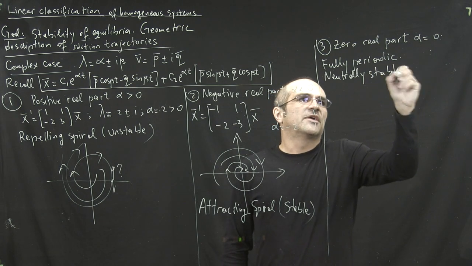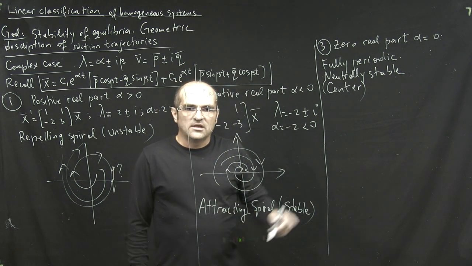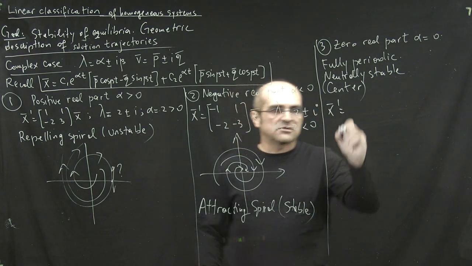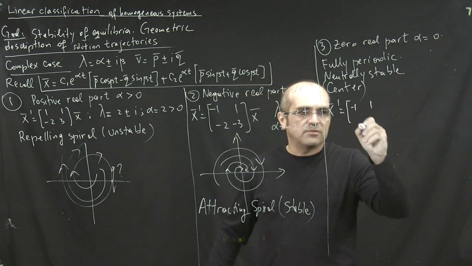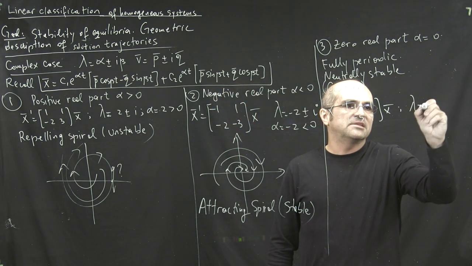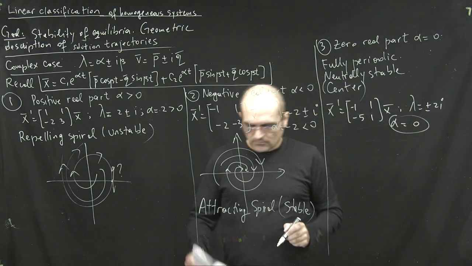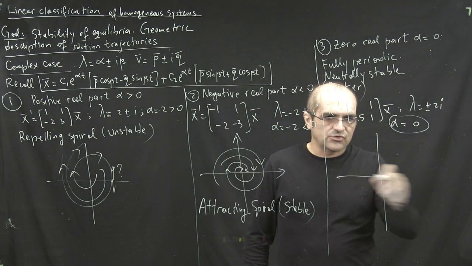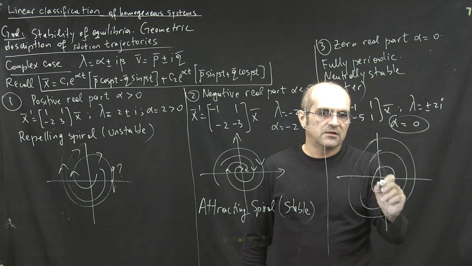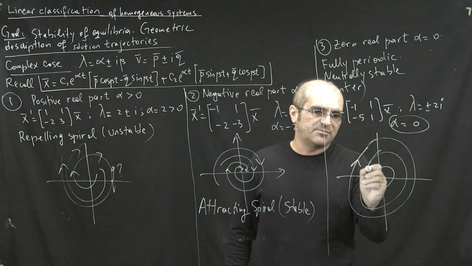point. Another name for it is a center, because when you plot x against y, they form a complete loop. So here's a typical example, minus 1, 1, and minus 5, 1. And if you compute lambda, you will see this is going to be plus minus 2i. So that means alpha is equal to 0. And if you sketch the solution, if you run the system with the plotter, anywhere you click, you're going to get a complete loop, closed loop like that. And the solution is periodic.